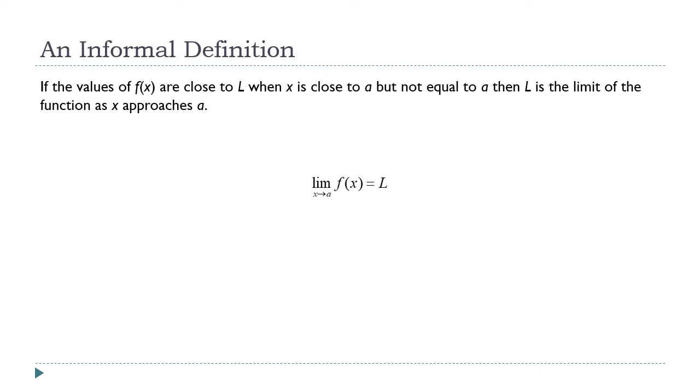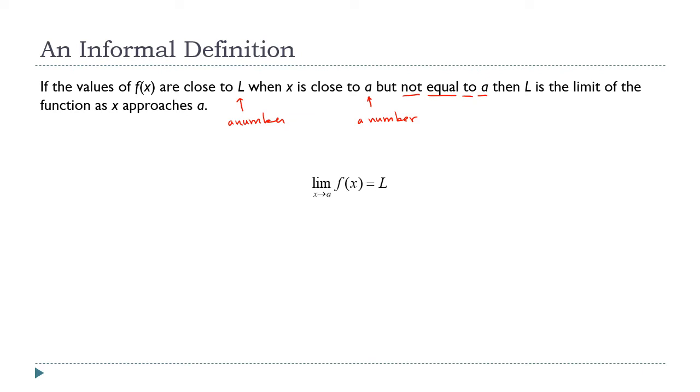If the values of f of x, that's the function, are close to L, and just so we're clear, L is a number, when x is close to A. A is also going to be a number. And this is a really important point that we're going to circle back to when we look at some examples: but not equal to A. Then L is the limit of the function.